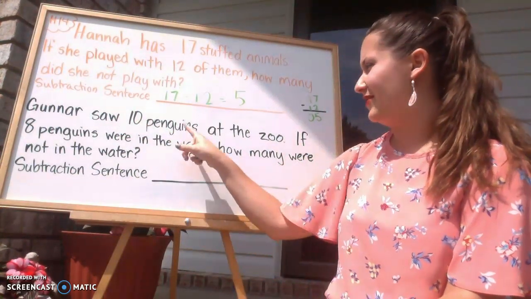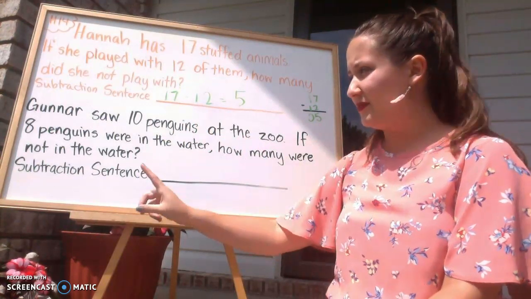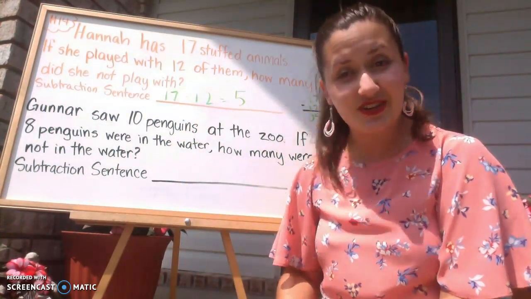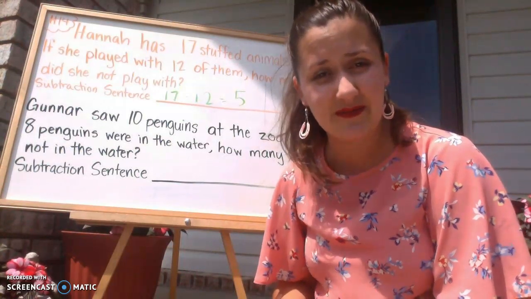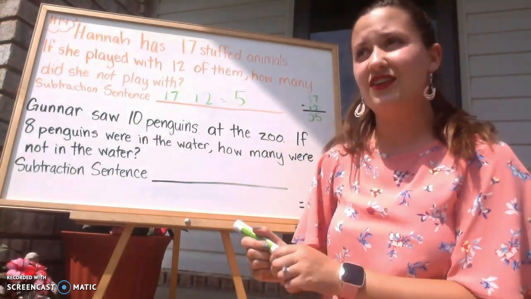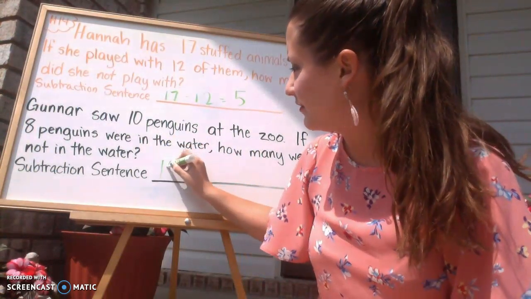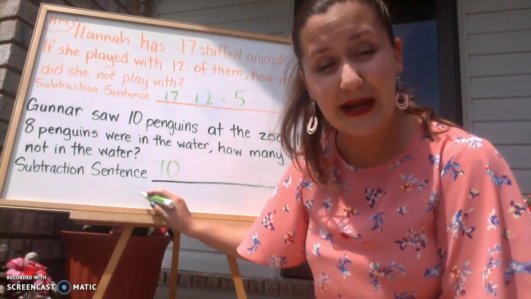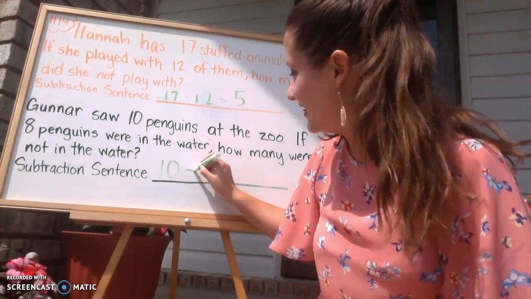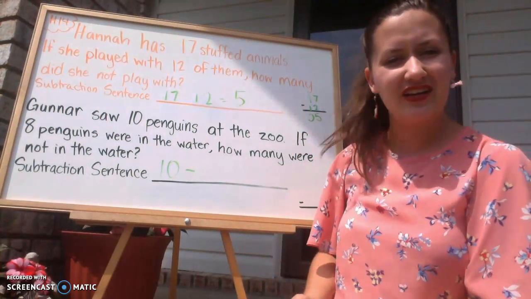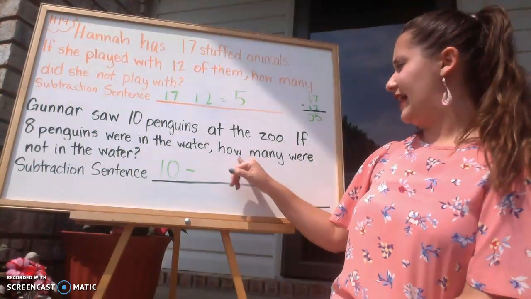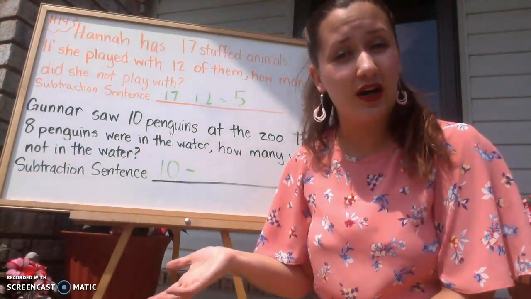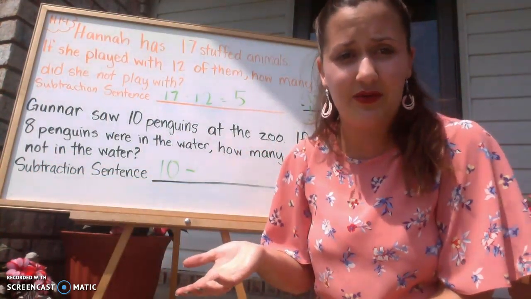Gunnar saw 10 penguins at the zoo. If 8 penguins were in the water, how many were not in the water? So Gunnar went to the zoo and he saw 10 of the penguins, right? How many total? 10. So let's write 10 down. 10 will be our first number, and it's a subtraction sentence, so we need to be sure we're using a minus. Minus how many though? Because what are we trying to find? We're trying to find how many were not in the water. So let's see how many were, and we could subtract that from our 10 total penguins.